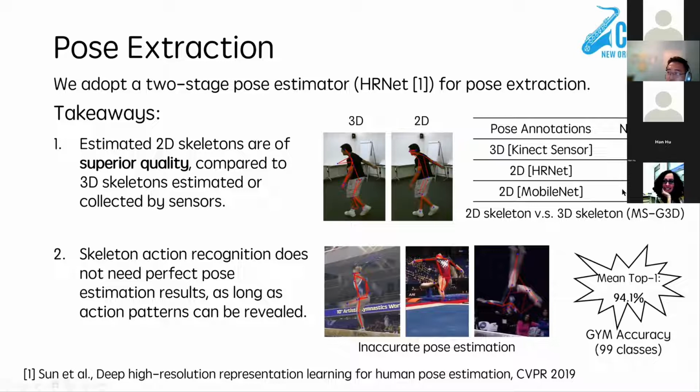Besides, we also find that action recognition doesn't need perfect pose estimation results, as long as action patterns can be revealed. For example, we can find lots of obvious mistakes in fine-grained pose estimation results, but it doesn't affect the accuracy of skeleton-based action recognition.